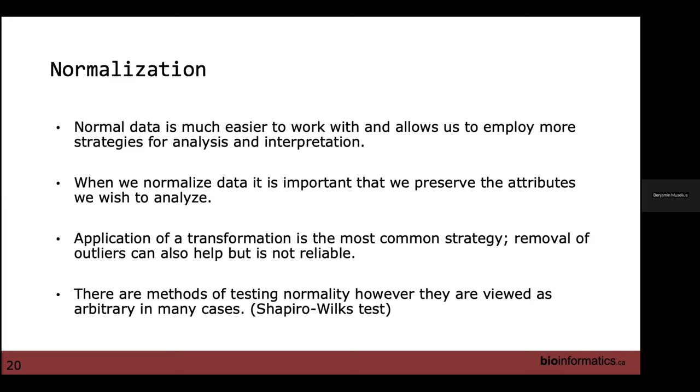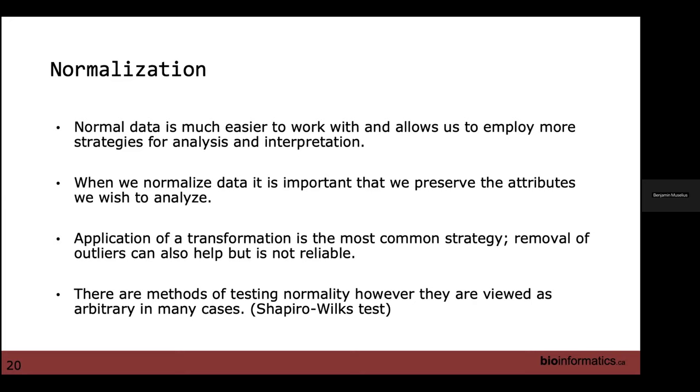So another thing we talk about is normalization. It's a little bit confusing because there are actually two things that we use normalization for. The first is exactly as it suggests: a lot of our tests work best with a normal distribution, so we have methods for making non-normal data normal. The biggest thing with this is that we still want to preserve attributes of the data. We don't want to change attributes of the data to make it normal, because then there's no point. We've just changed our data. We're just testing random numbers at that point, which is a waste of time.